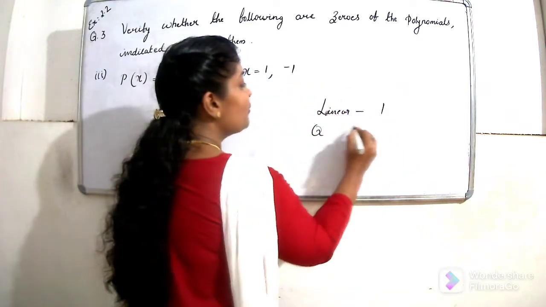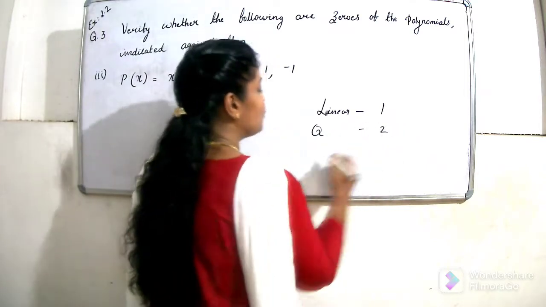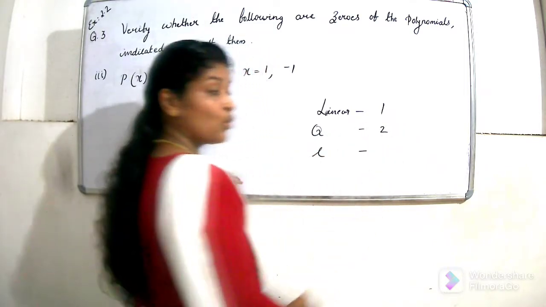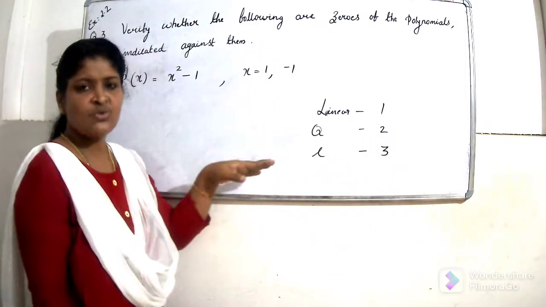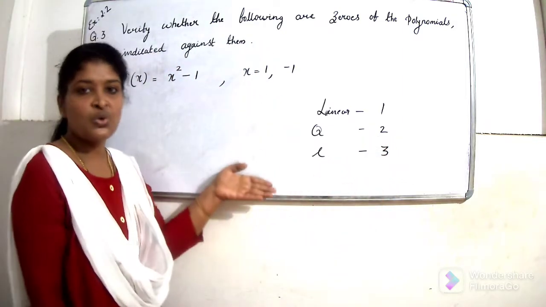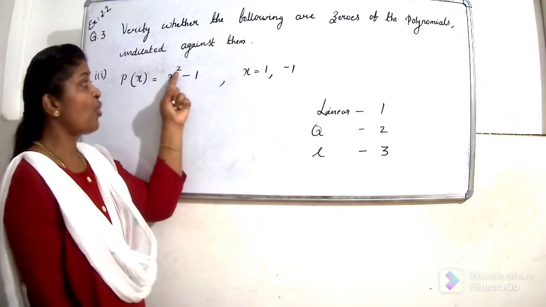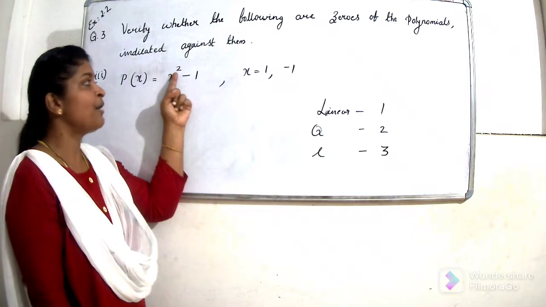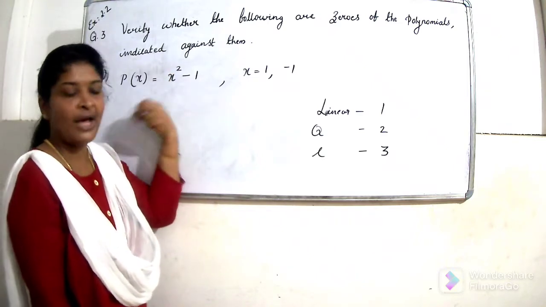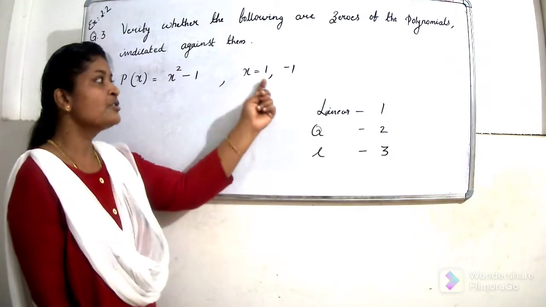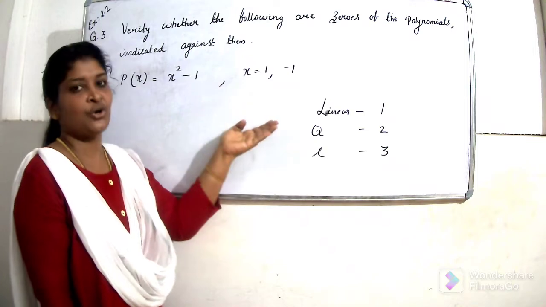If the polynomial is quadratic, how many zeros will come? 2 will come. If the polynomial is cubic, how many zeros will come? 3 will come. That means zeros are nothing but the solution itself. Here the polynomial is a quadratic polynomial, that means the power is 2. So definitely how many solutions, how many roots, how many answers? 2 answers will be there. So that is why 2 answers came here. Now we have to check whether it is correct or not. Okay.